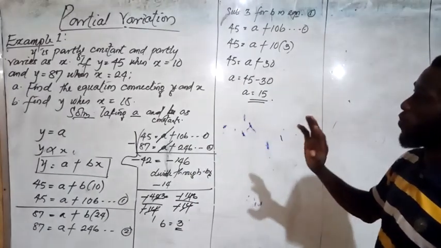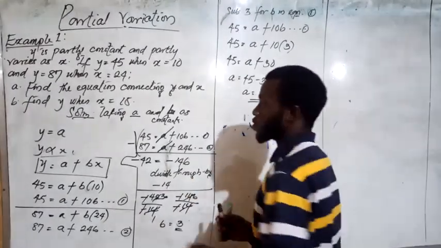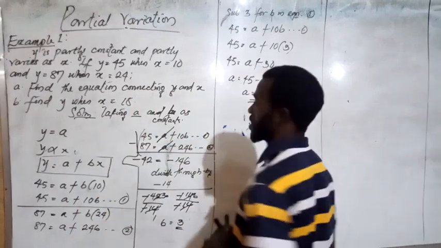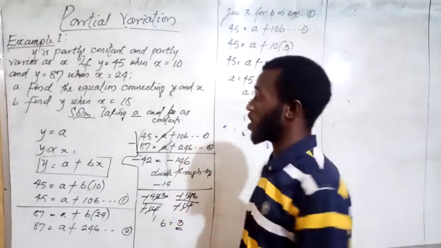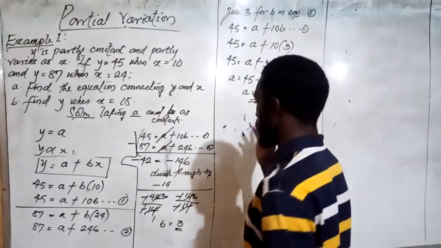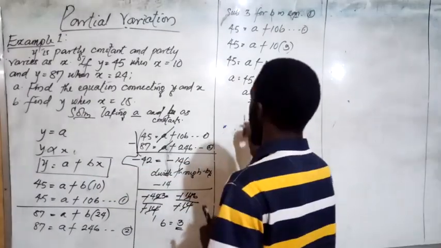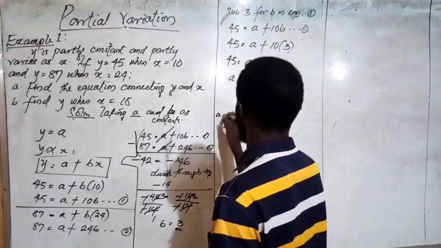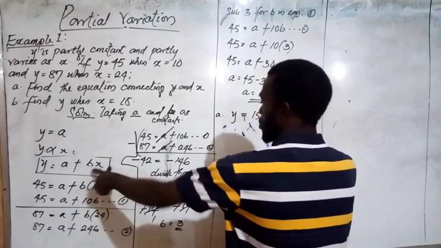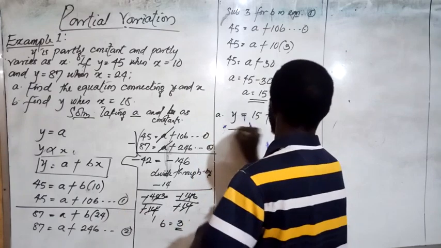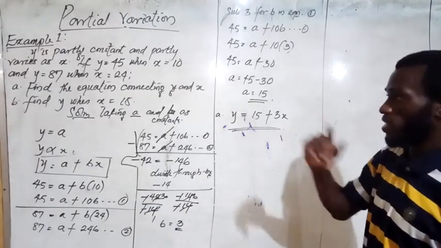So we have done the first step in the equation, but we have not yet answered the first question. The first question asks us to find the equation connecting y and x. It's after you've gotten the value of the constants that you can write the equation connecting them. The equation connecting them is going to stem from the grand equation. So y equals, a now is 15, so we write 15 plus b, which we got to be 3x. This is the equation that connects y and x. So we have answered question A.